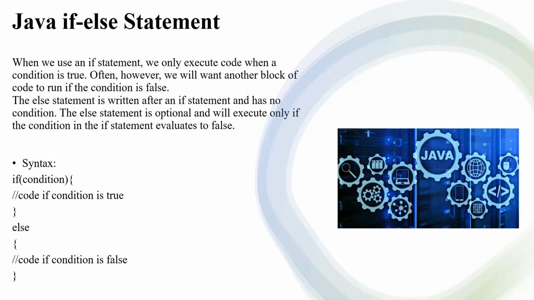Simply, the Java if-else statement also tests the condition. It executes the if block if the condition is true, otherwise the else block is executed. Syntax is: if condition, then code if the condition is true, else, then code if the condition is false.